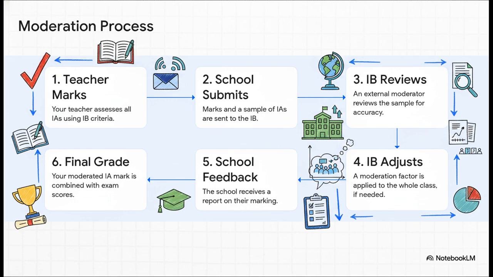First, your teacher marks everybody's work. Then, your school sends all the marks, plus a sample of IAs, usually a few high, middle, and low scoring ones, to the IB. A moderator then looks at that sample to see if the teacher's marking is in line with the global standard. If it's consistently a bit too high or a bit too low, a statistical adjustment, or moderation factor, gets applied to the entire class, not just to one person. Then, that moderated mark gets mixed in with your exam scores to become your final grade.